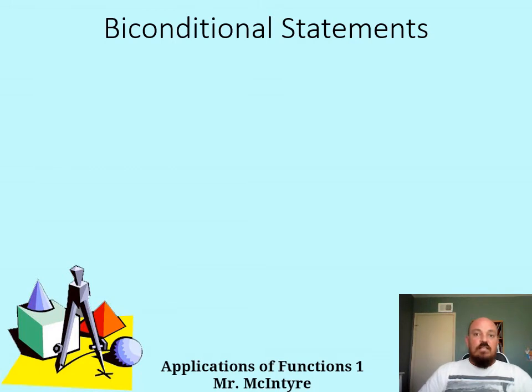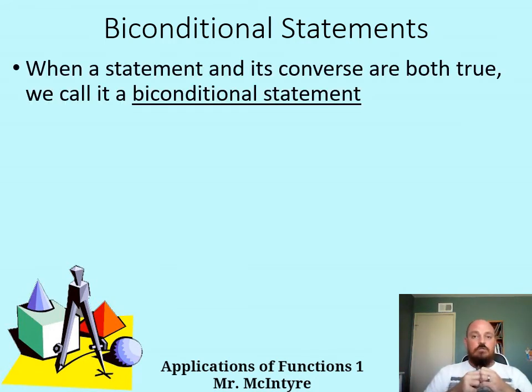Now, let's say we have an if-then statement where the if-then statement itself is true and its converse is also true. Because we said that can happen. It doesn't automatically happen, but it can. So if a statement and its converse are both true, the vocab word for that, we call it a biconditional statement. Bi means two. So it's saying we have two conditional statements. The original one and the converse one are both true conditional statements.